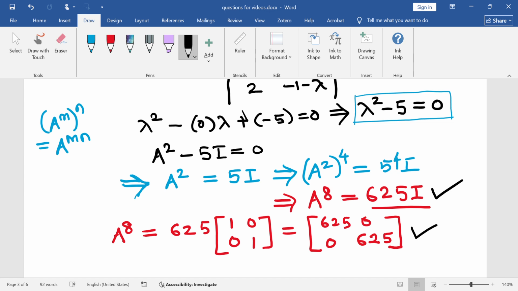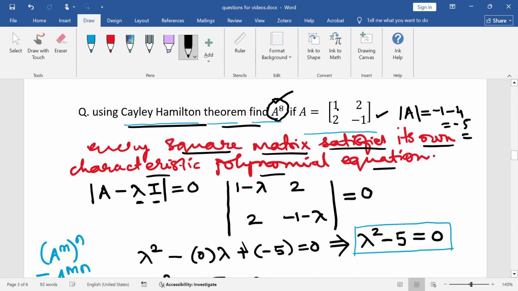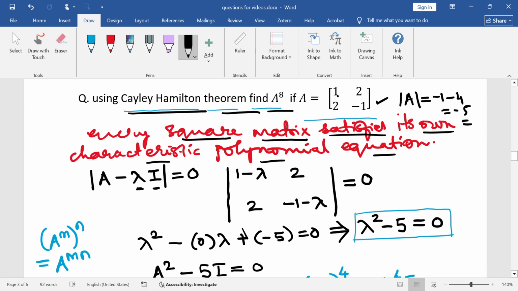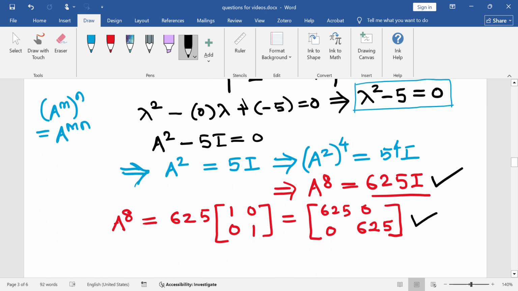And that's it. That's the solution to this problem, where we were asked to use the Cayley-Hamilton's theorem to find the value of A raised to 8. So I hope you followed along, and you can take a look at the other supporting video, which is basically on the statement of the Cayley-Hamilton's theorem.